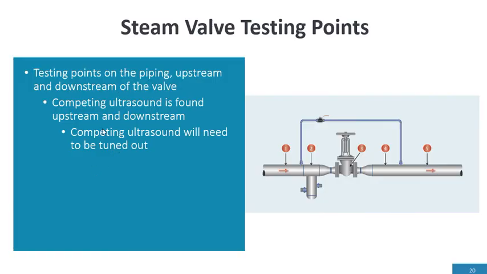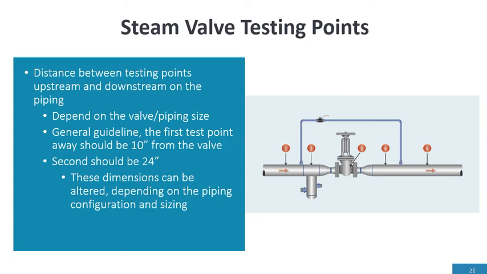Now, at the test points upstream and downstream of the valve, what we're looking for is competing ultrasound. If there's any competing ultrasound, that will throw our reading off here at the discharge side of the valve. So what we need to do is benchmark the high frequency ultrasound levels upstream and downstream, and then go to the valve for the final test point. Not a difficult test, just as long as you follow the testing procedure.